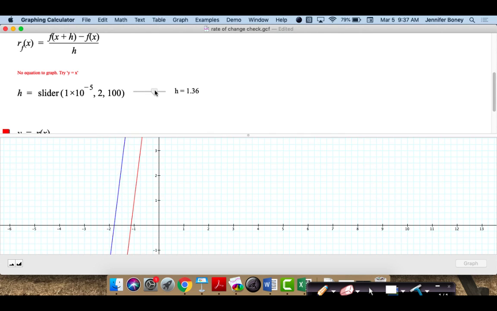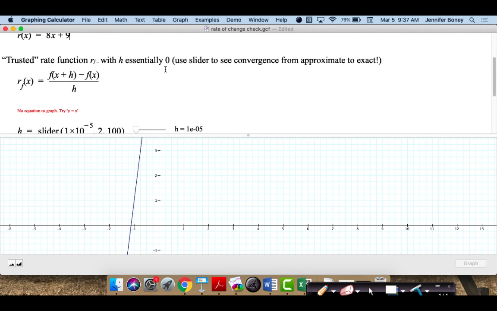Yep, when H is large you can see them separately, and when H gets smaller, it gets closer and closer to where that red one was until they're just over top of one another. So you can use this file just to kind of check your results. It's maybe especially important on more complex looking derivatives or ones where you're not sure if you understood the rule properly. You can double check using this method.